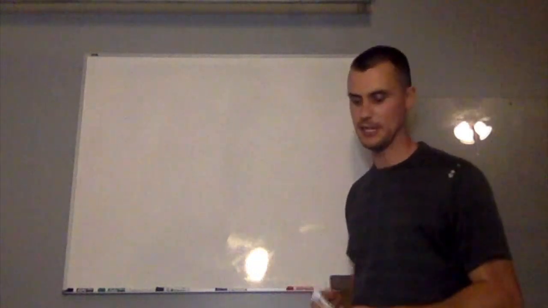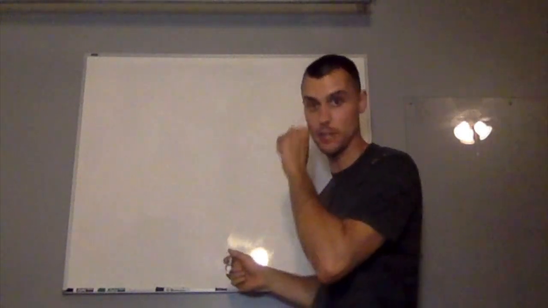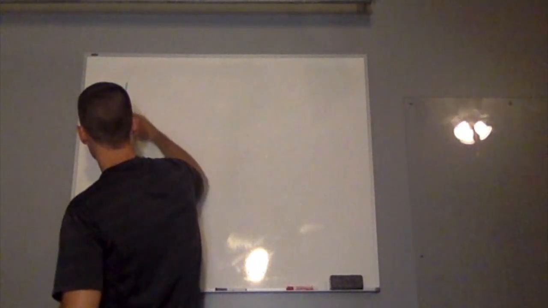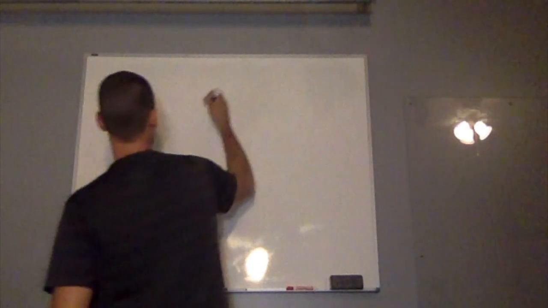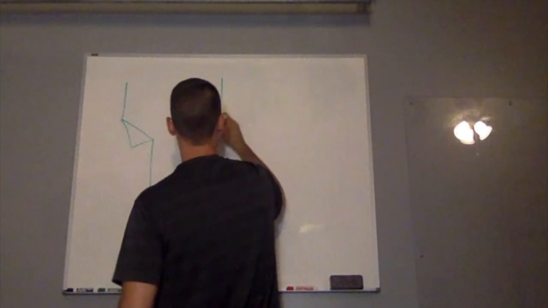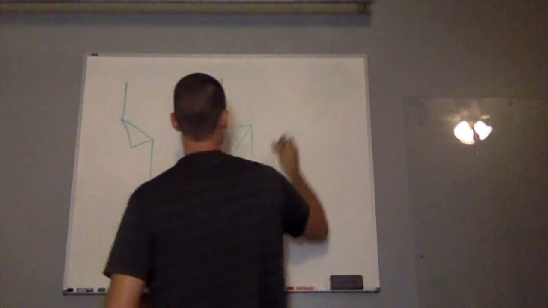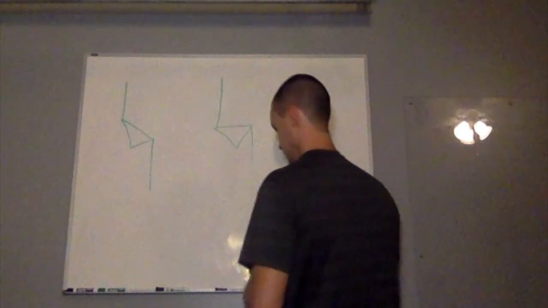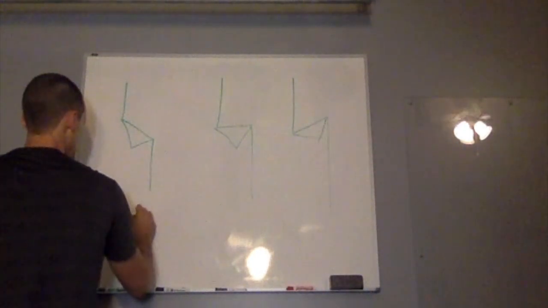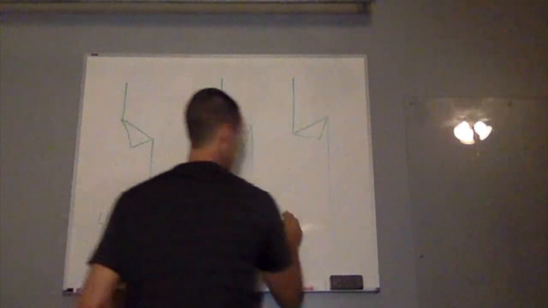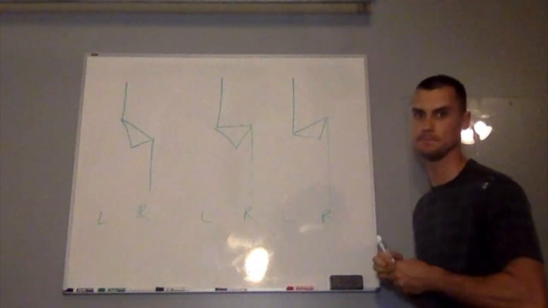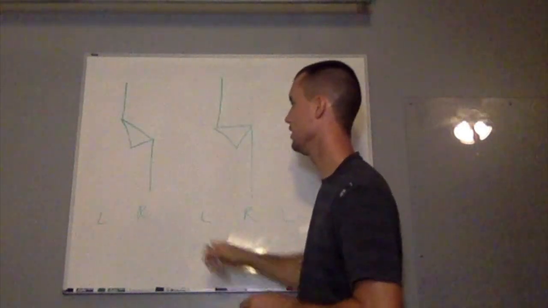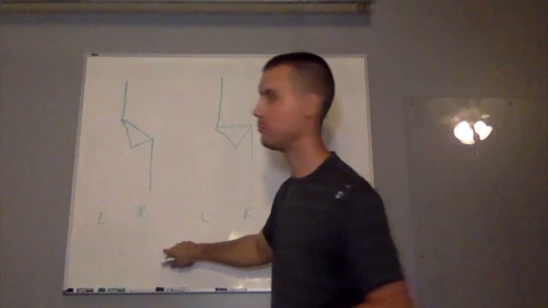All right, so the last exercise we'll go over will be the split squat. So this is going to be a bird's eye view of the split squat. So this is left, right. Okay, so this is a split squat example with my left foot in front and my right foot behind.